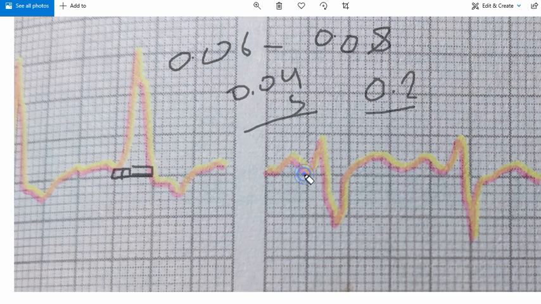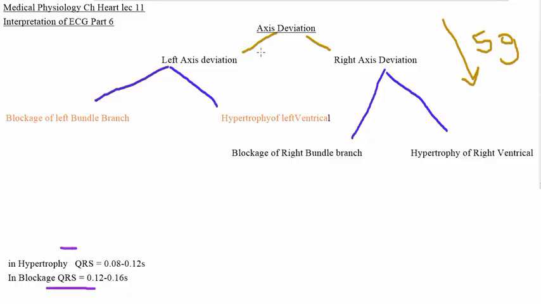As you can see here, the duration of QRS almost covers one large box, and one large box in horizontal direction consists of 0.2 second. That's why we have interpreted and diagnosed that the electrocardiography of this patient is showing left axis deviation because of the blockage of the main branch of Purkinje fibers.